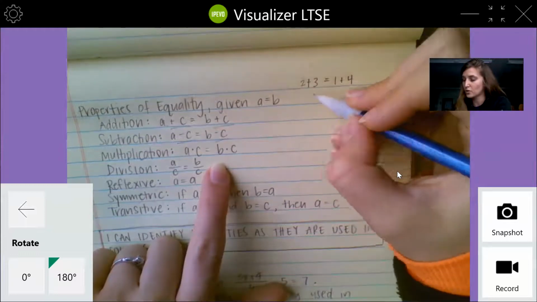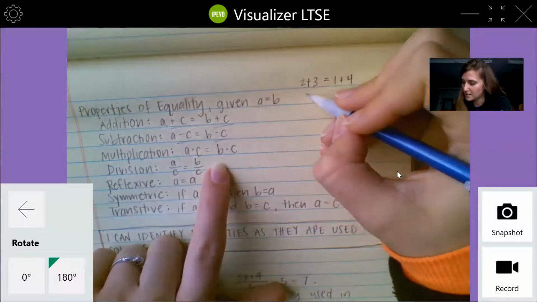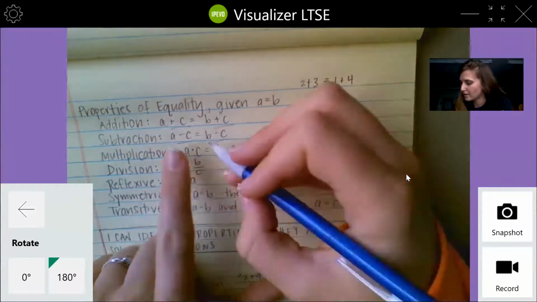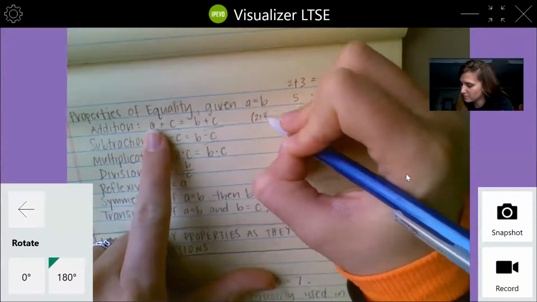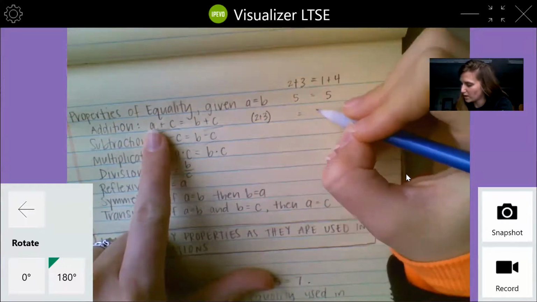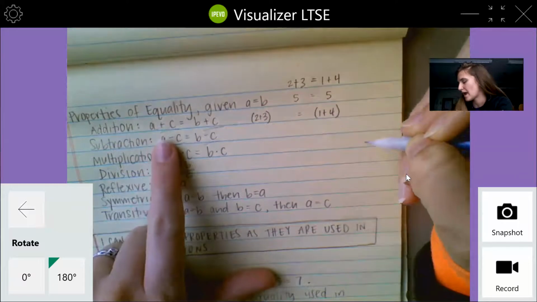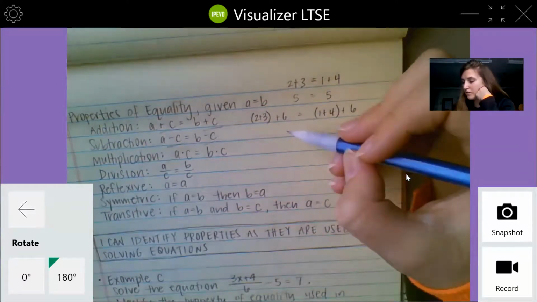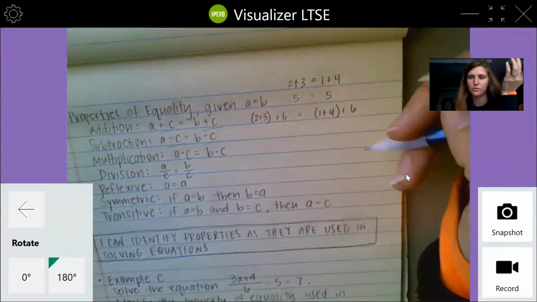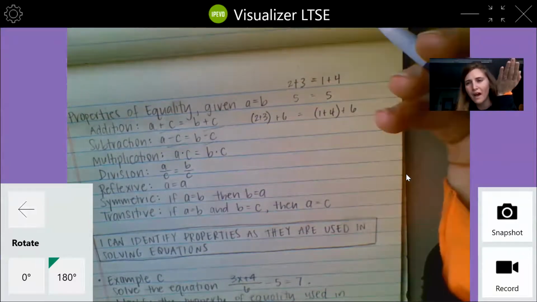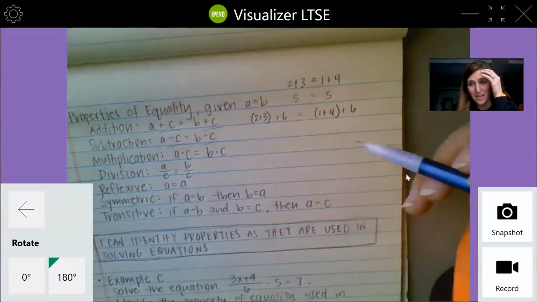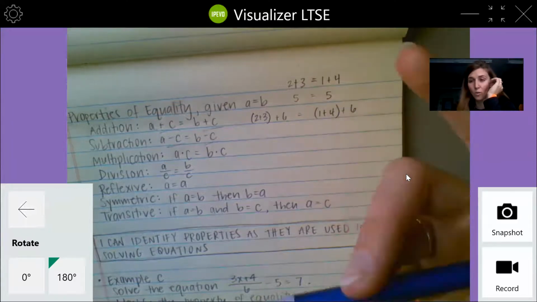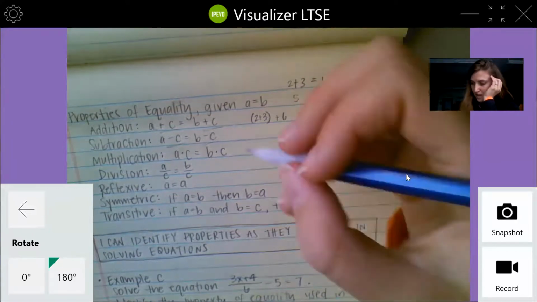We can agree that those are equal to each other because both sides simplify to 5. So if I had 2 plus 3 equals 1 plus 4, and I decided to add 6 to both sides, well, that still is equal, right? They're both still equal. I know the values change, now they're both 11 on either side, but this equation is still equal.